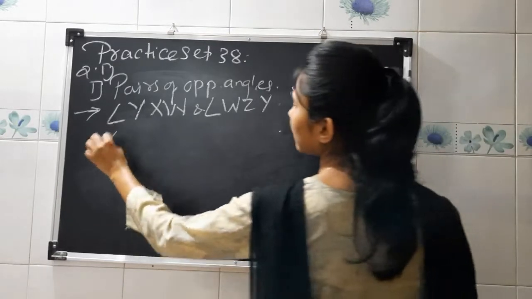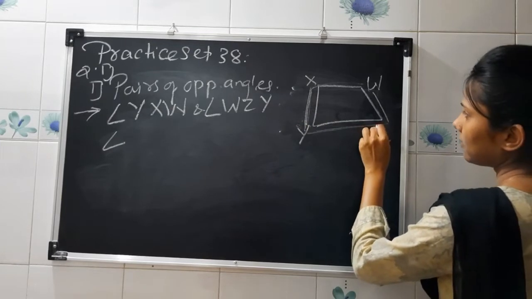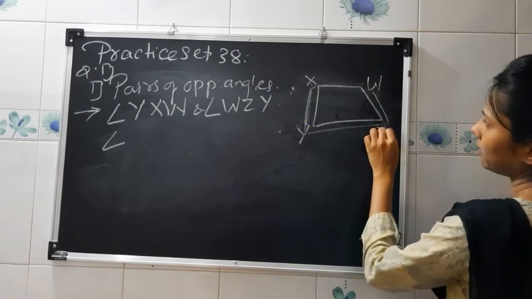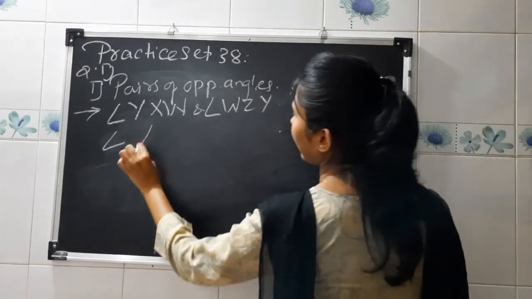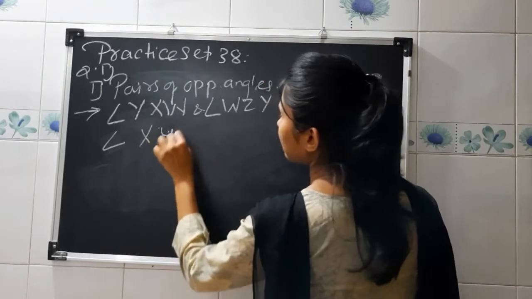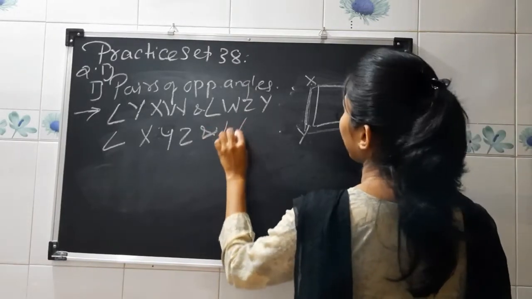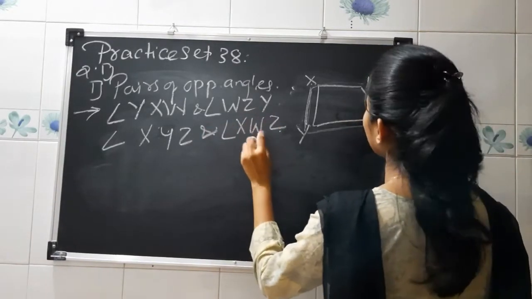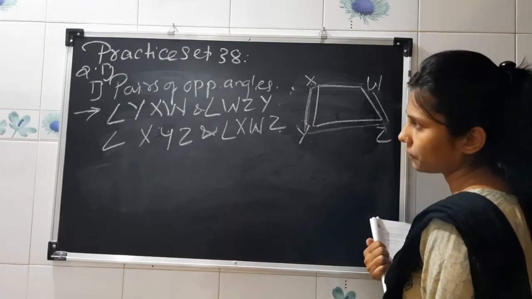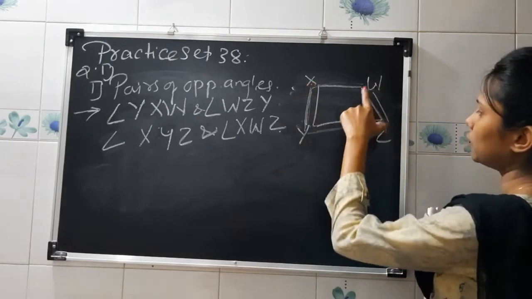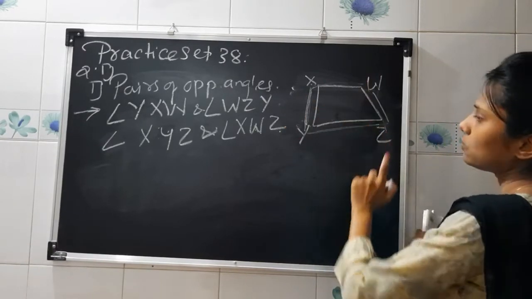Then again, next, XYZ. See, angle XYZ and angle XWZ. Again, they also do not have common vertices. So angle XYZ and angle XWZ. These are the two pairs of opposite angles. The first is YXW and WZY, then angle XYZ and XWZ.